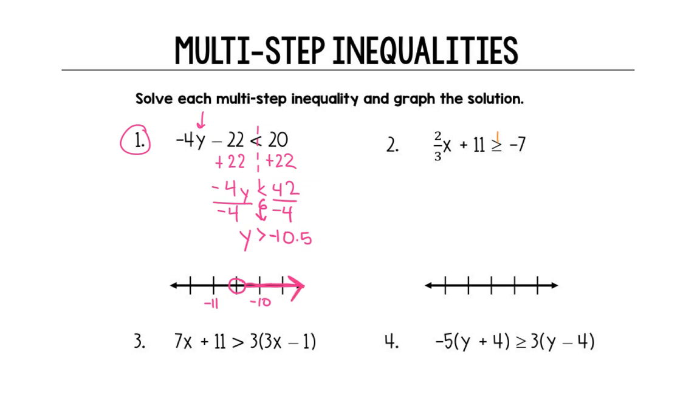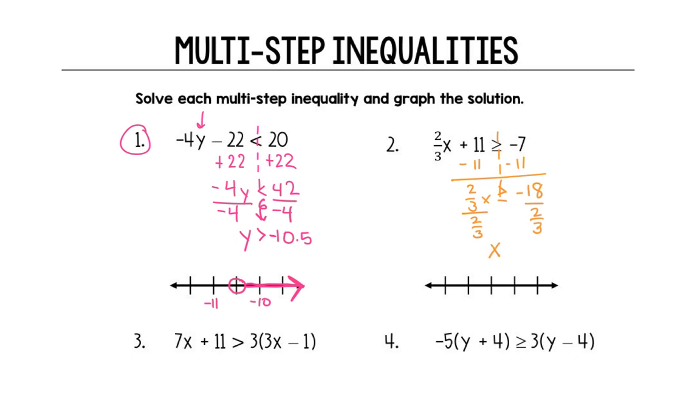For number 2, the first thing I'm going to do is subtract 11 from both sides of this inequality. That gives me 2/3 x is greater than or equal to negative 18. From here I'm going to divide both sides of my inequality by 2/3. You could also multiply both sides by 3/2, the reciprocal.